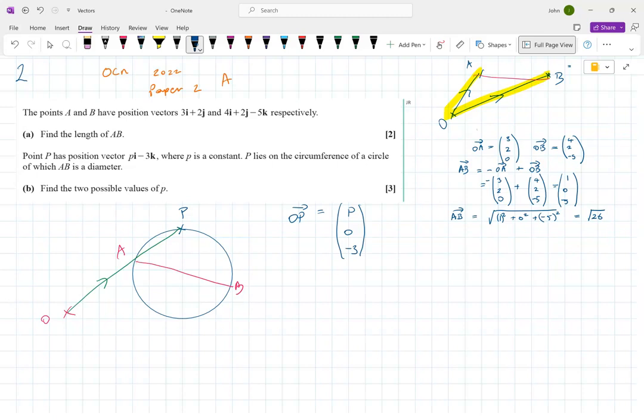Columns, or if you prefer IJK is fine, but don't mix the two. That's not clever. So OP is (p, 0, minus 3). The question is to find the value of p. Now we're going to have to use some stuff that we already know.